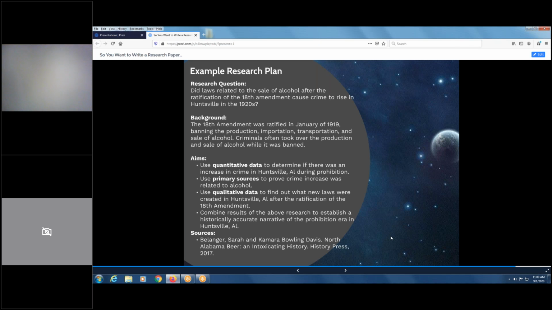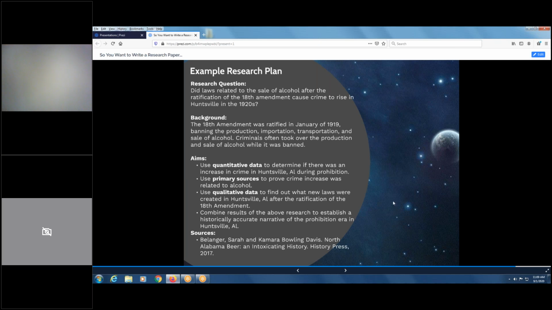So here's my research question, of course. Did laws related to the sale of alcohol after the ratification of the 18th Amendment cause crime to rise in Huntsville in the 1920s? Okay, and here's my background for it. The 18th Amendment was ratified in January of 1919, banning the production, importation, transportation, and sale of alcohol. Criminals often took over the production and sale of alcohol while it was banned. So what I'm doing here is writing down what I already know about my topic, and I'm setting the scene for my research paper, right?